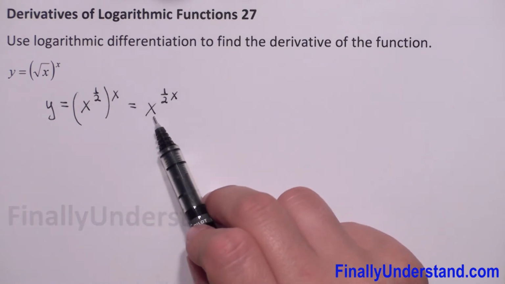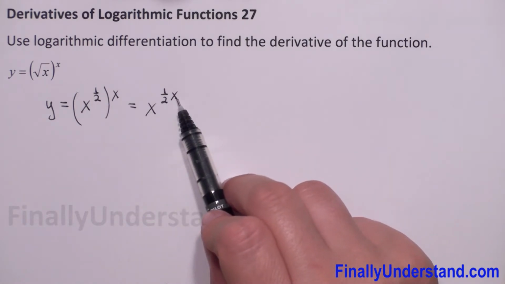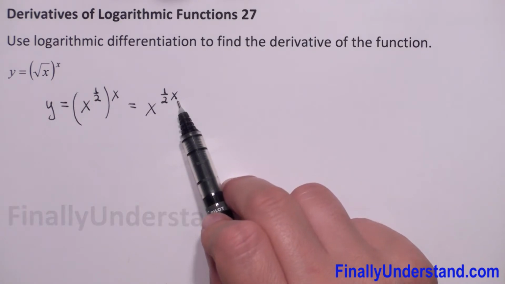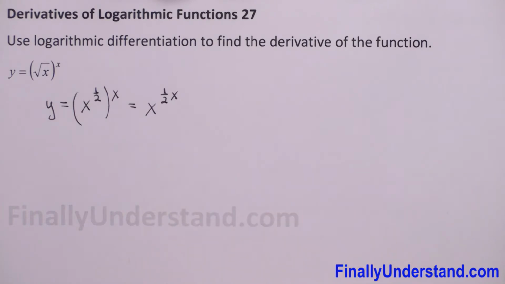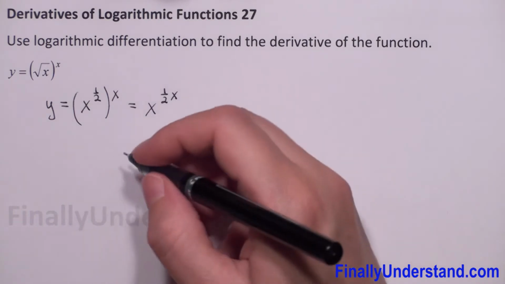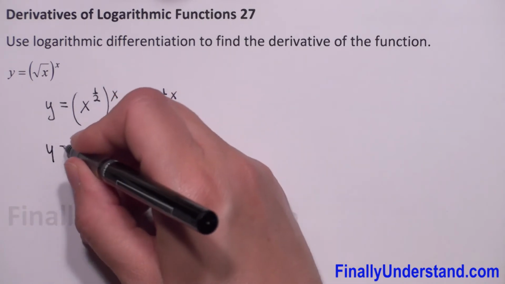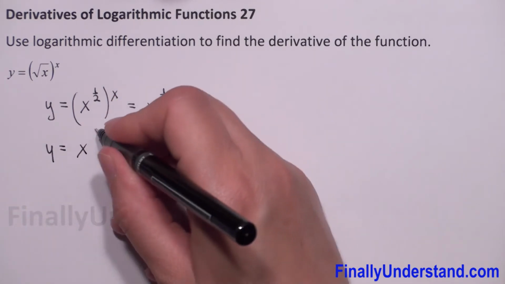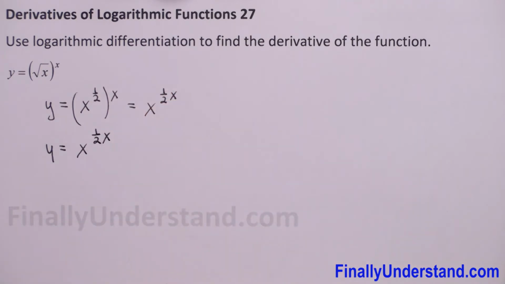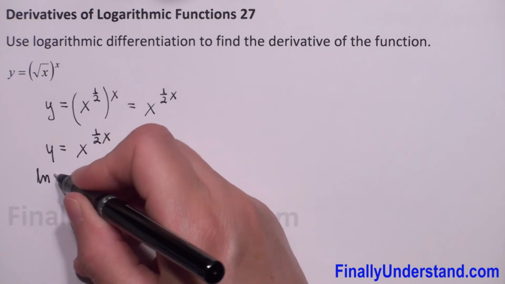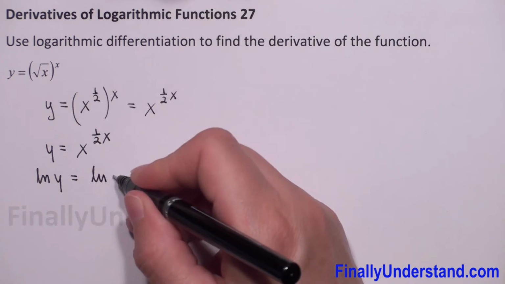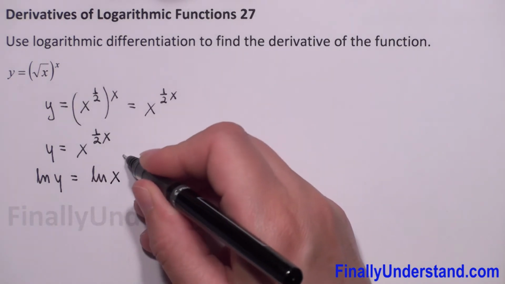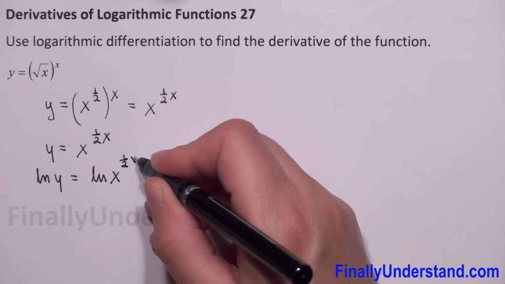Because we have variable in the base and in the exponent, first we have to take natural log of both sides of our equation. Let me rewrite this. We have y equals x to power 1/2 times x. Now we take on both sides natural log, so we will have natural log of y equals natural log of x to 1/2 times x power.